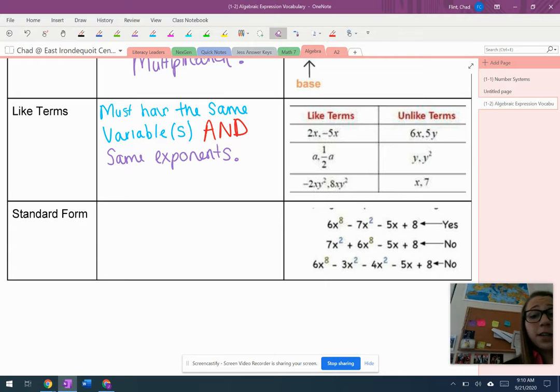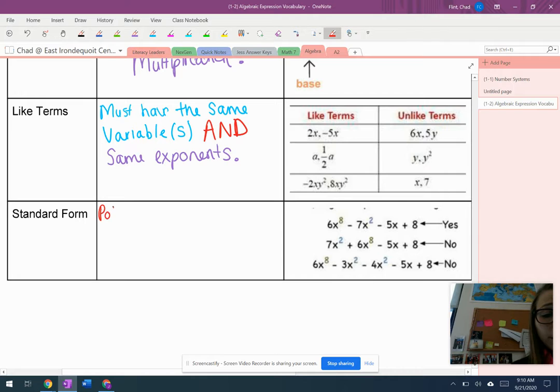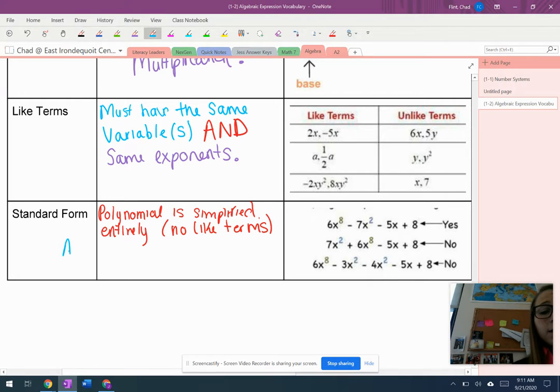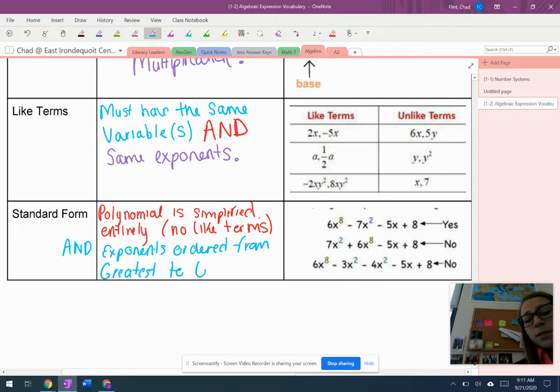And last but not least here, as we wrap this up, is standard form. Standard form just means that the polynomial or the expression is simplified entirely, which means no like terms. And then this is the new piece: your exponents are ordered from greatest to least.